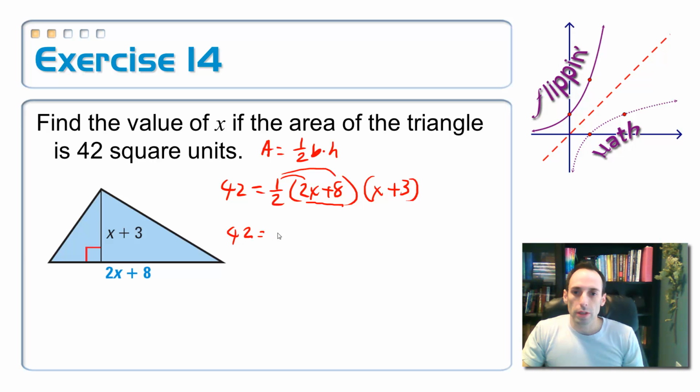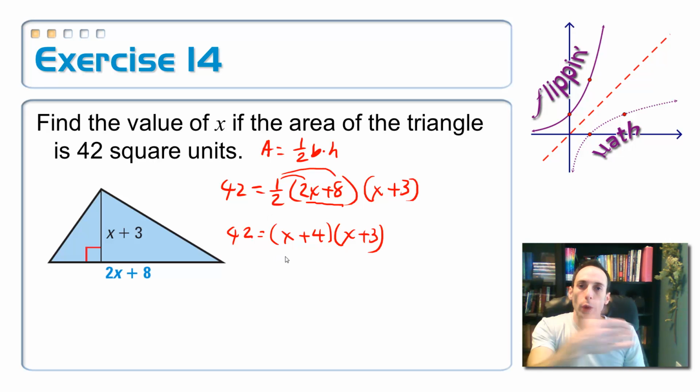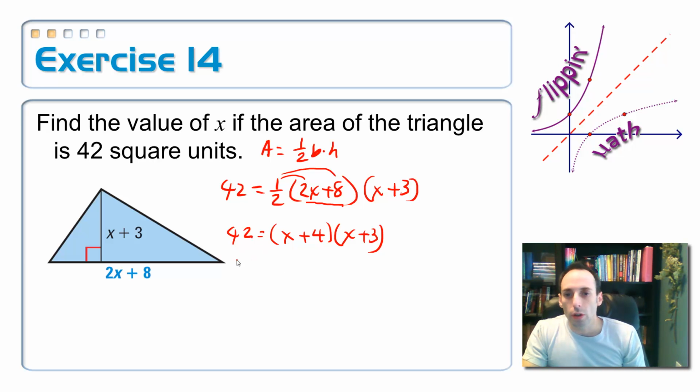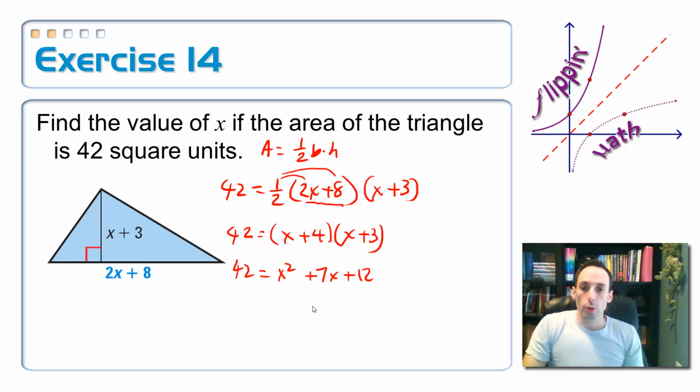So I got 42 is equal to, take half of both things in that first parentheses, I get x plus 4 times x plus 3. Okay, now FOIL the right hand side. We're going to have to FOIL it out, subtract 42 over, and then factor. So 42 is equal to x squared, middle term is going to be 4x plus 3x is 7x. And then plus 4 times 3 is 12. So subtract over the 42. 0 is equal to x squared plus 7x minus 30.